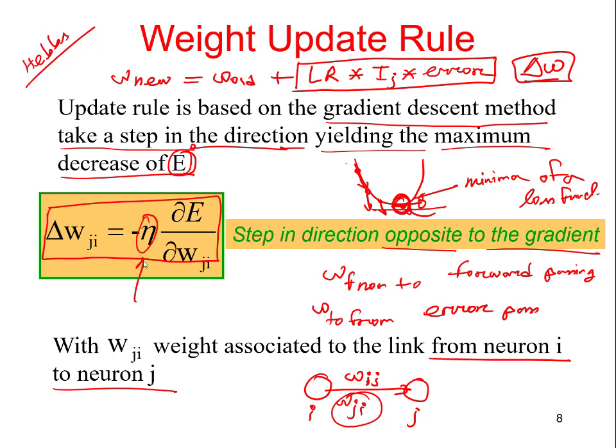So the delta Wji is represented as minus eta. This eta is considered as the learning rate. We use the notation LR, which means learning rate, and we take the partial derivative of the error function E with respect to Wji. So Wji means the weight. What can we define, or how can we define the delta E?